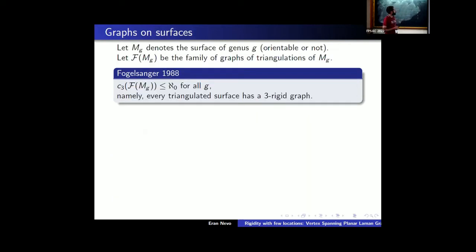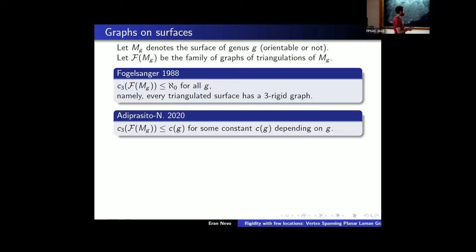All right. So now let's consider graphs on surfaces. Let M of G denote the surface of genus G. And let F of MG be the family of all the graphs that triangulate M of G. So Vogelsanger in his thesis showed that all of those graphs are 3-rigid. So in our notation, it means that C3 of this family, F of MG, is countable, Aleph 0. And what we want now is to rigidify them with few locations.